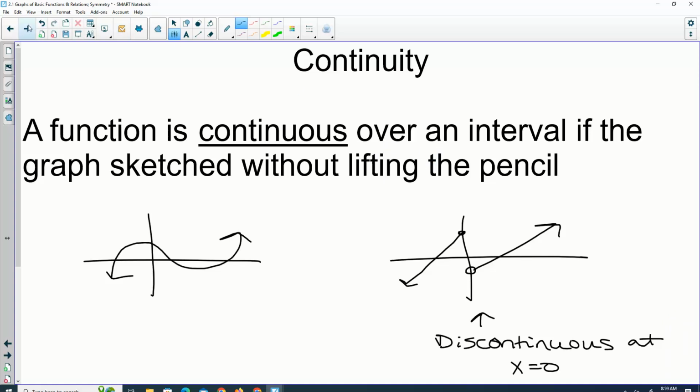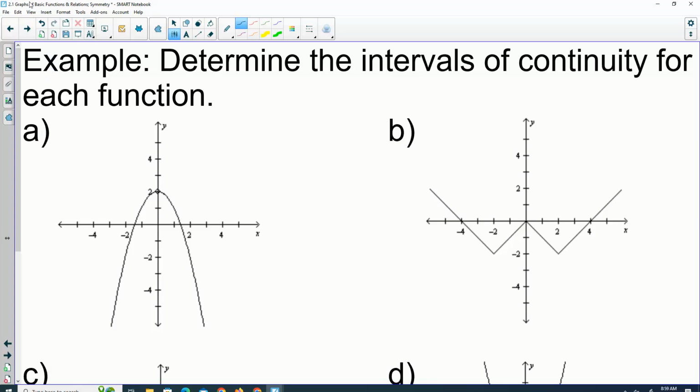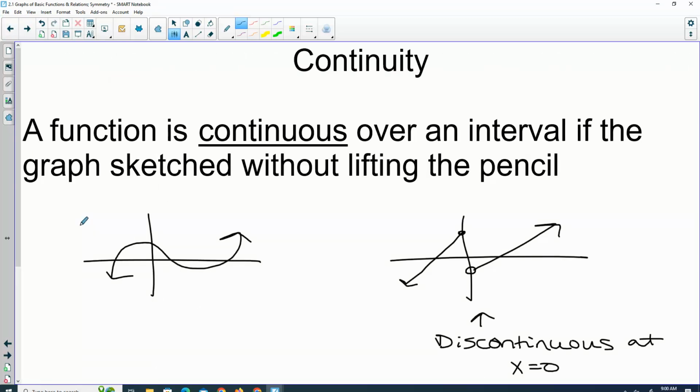So let's look at some graphs. And I went too fast, sorry. I go too fast. Tell me to slow down if I change slides too quickly.